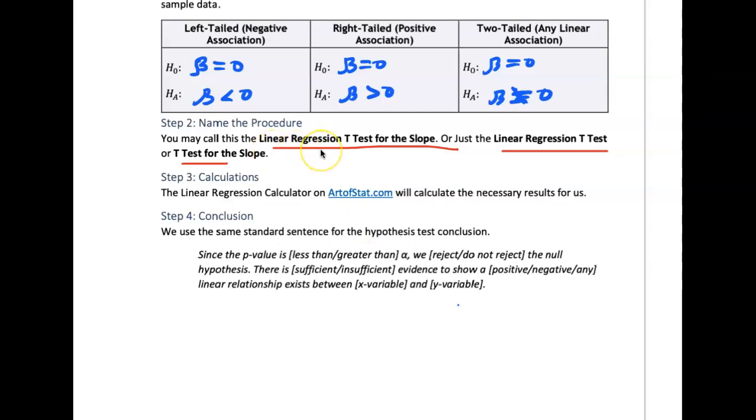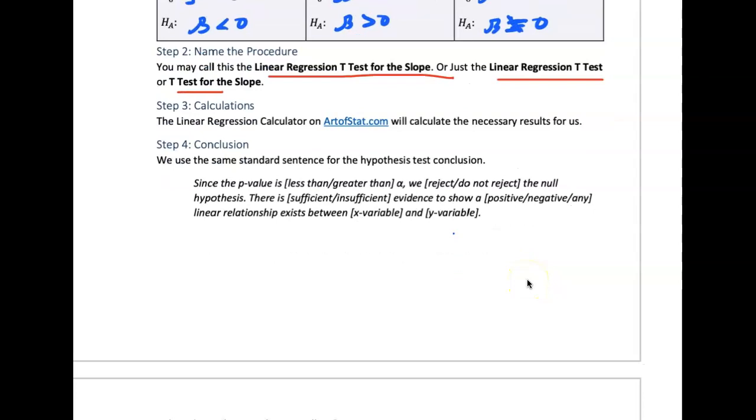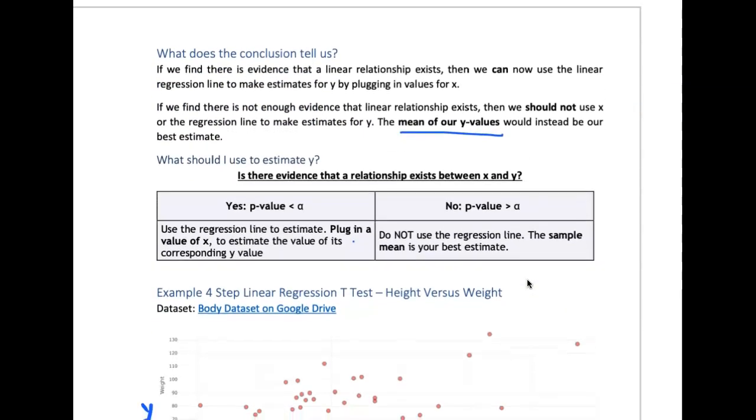Now the procedure, step 2, is the linear regression t-test for slope, or we may call it the linear regression t-test, different names, so be aware. To calculate the values, we use ARDA-STAT, and we'll look at that. And then we'll come to a conclusion. If the p-value is less than alpha, we reject the null hypothesis, which means that we do have evidence. If we don't reject it, then there is not enough evidence to say that there's a linear relationship.